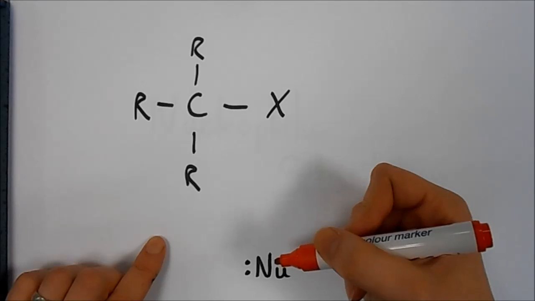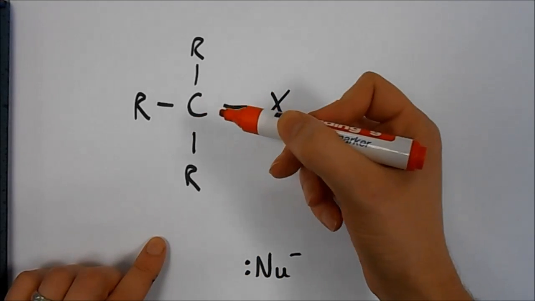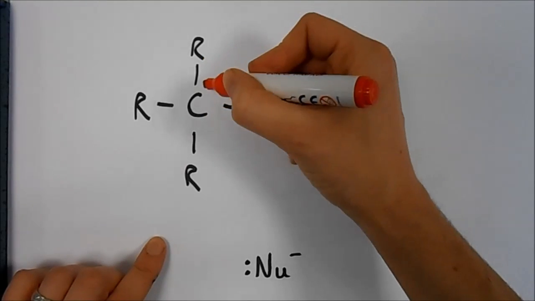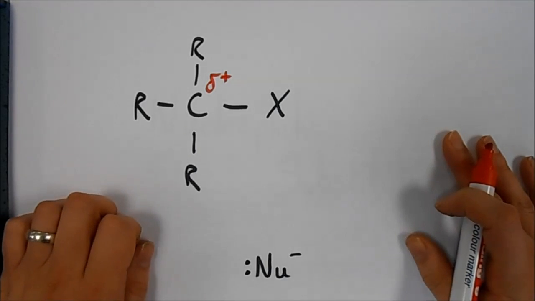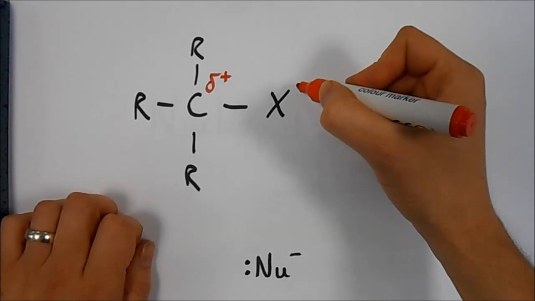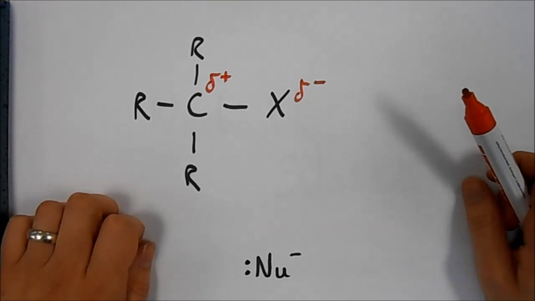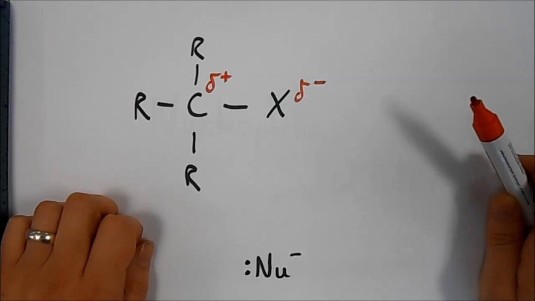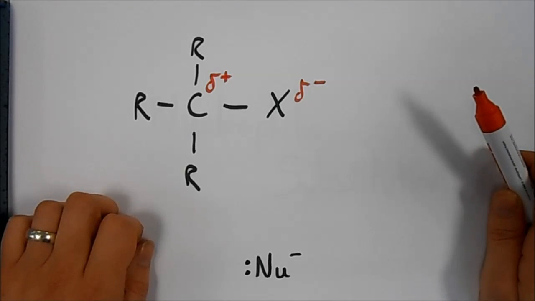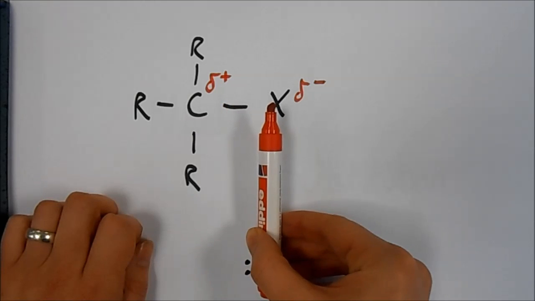But because this nucleophile is going to be attracted to this carbon, it is going to have to be electron deficient, so this is going to have a delta plus. And over here, this must therefore have a delta minus. So when you're looking to see whether this is going to be a substitution reaction or not, you're really looking for something very electronegative, like a chlorine or a fluorine, a halogen of some description, something which is going to pull the electrons in this bond over here.